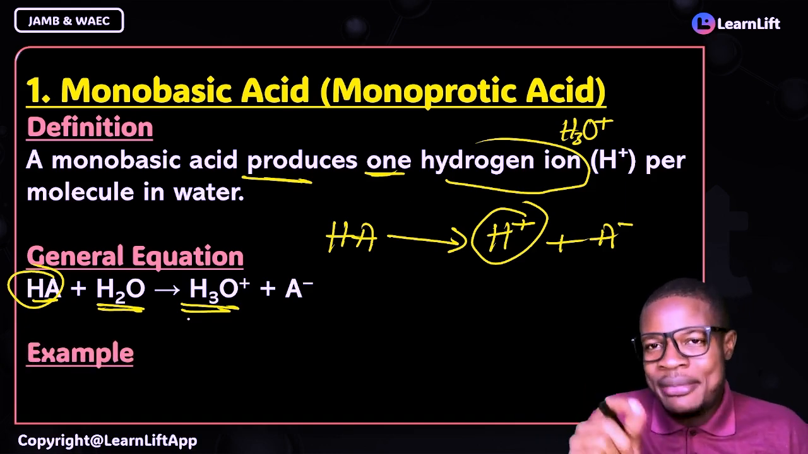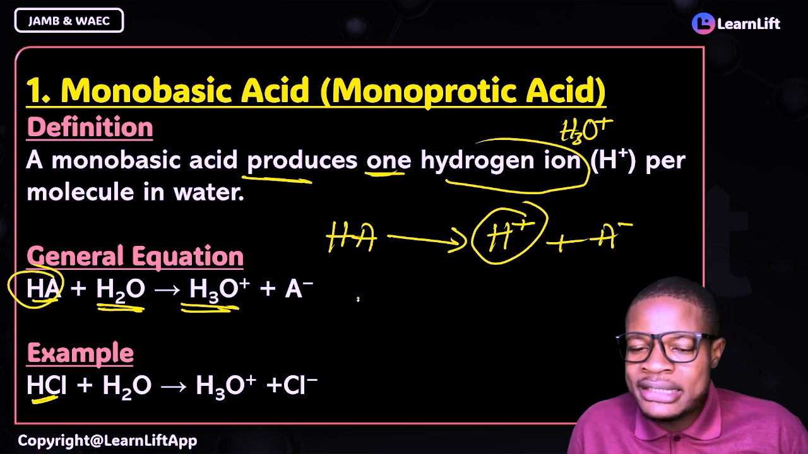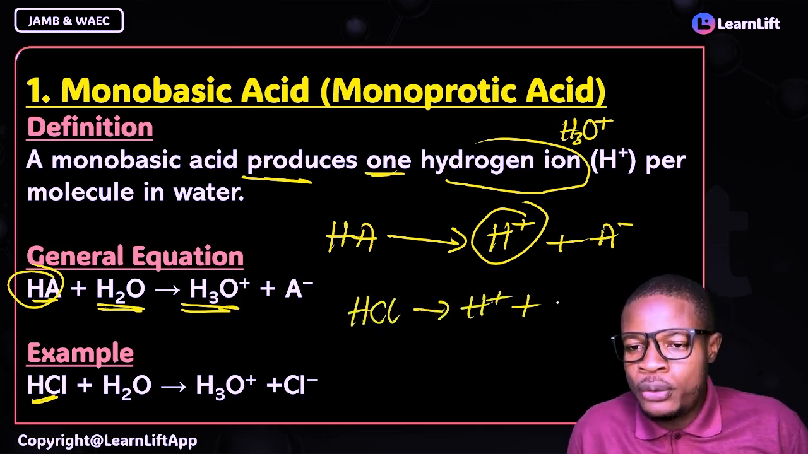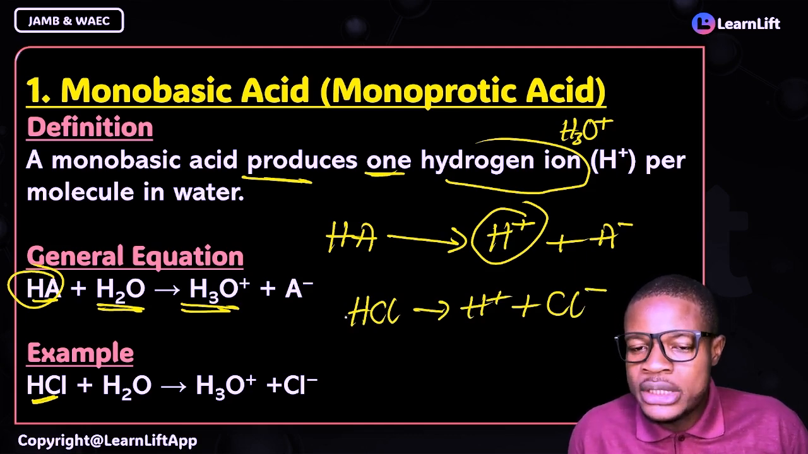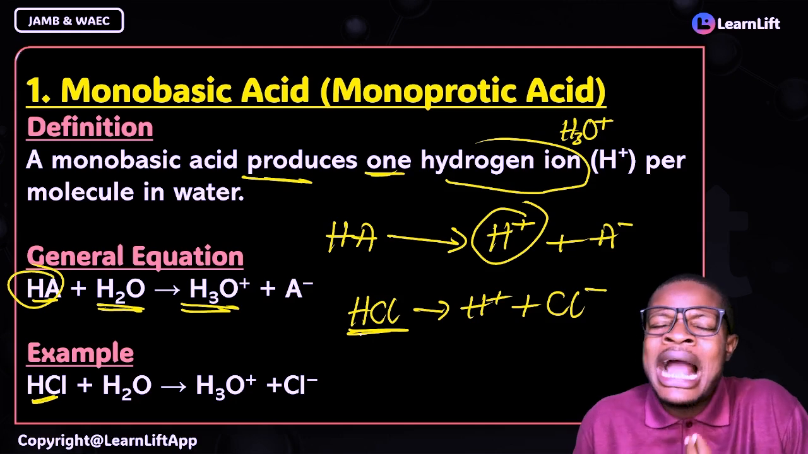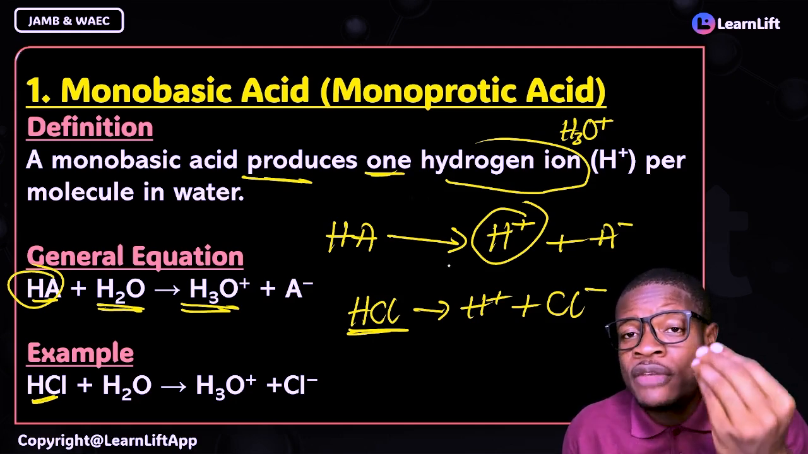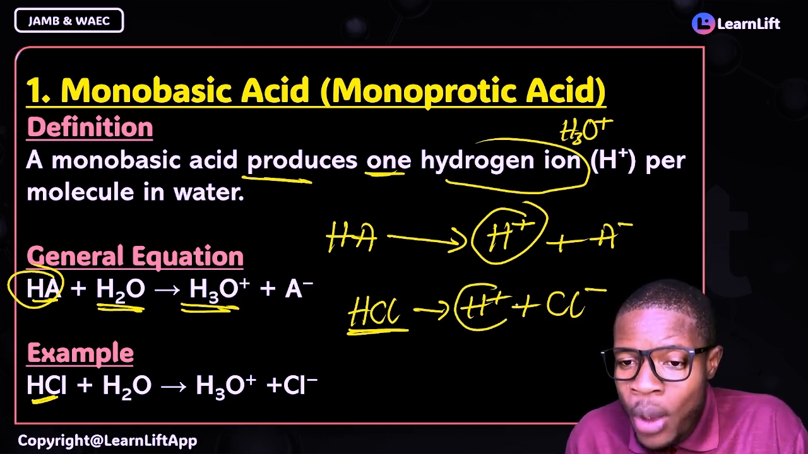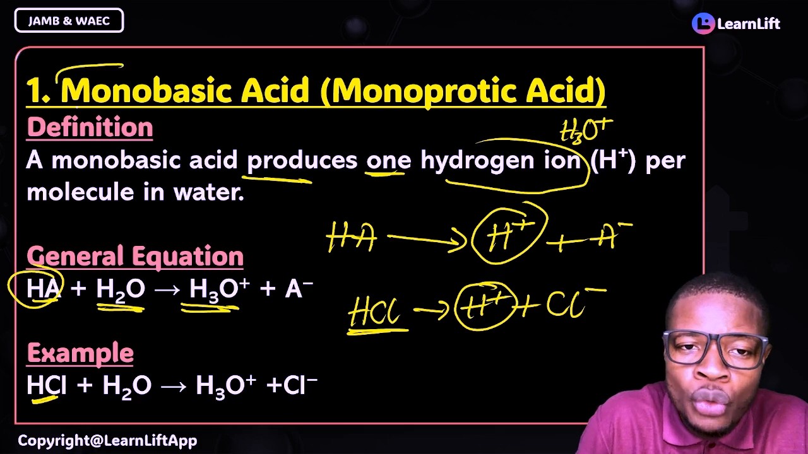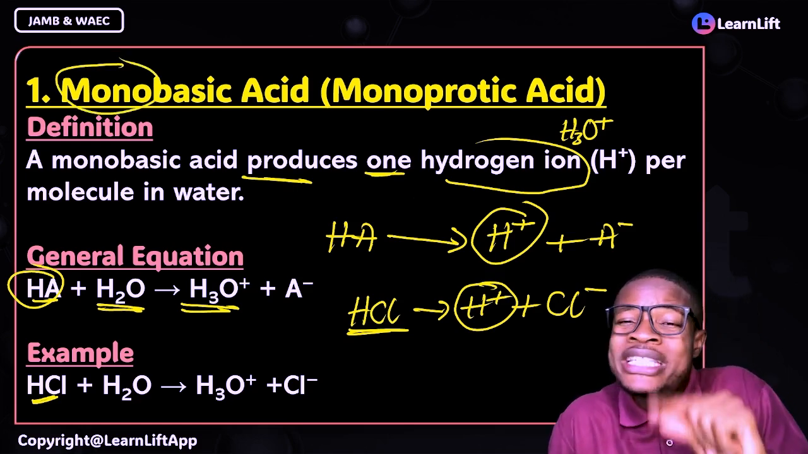Look at this now. Let me give you a classical example. When your HCl dissociates, what is it going to give me? Hydrogen plus my Cl minus. You see, this acid, as it dissociates, the question is how many hydrogen ions have I gotten from there? It has given me just 1 mole of hydrogen ion. That 1 mole makes it a monobasic acid, also called your monoprotic acid.